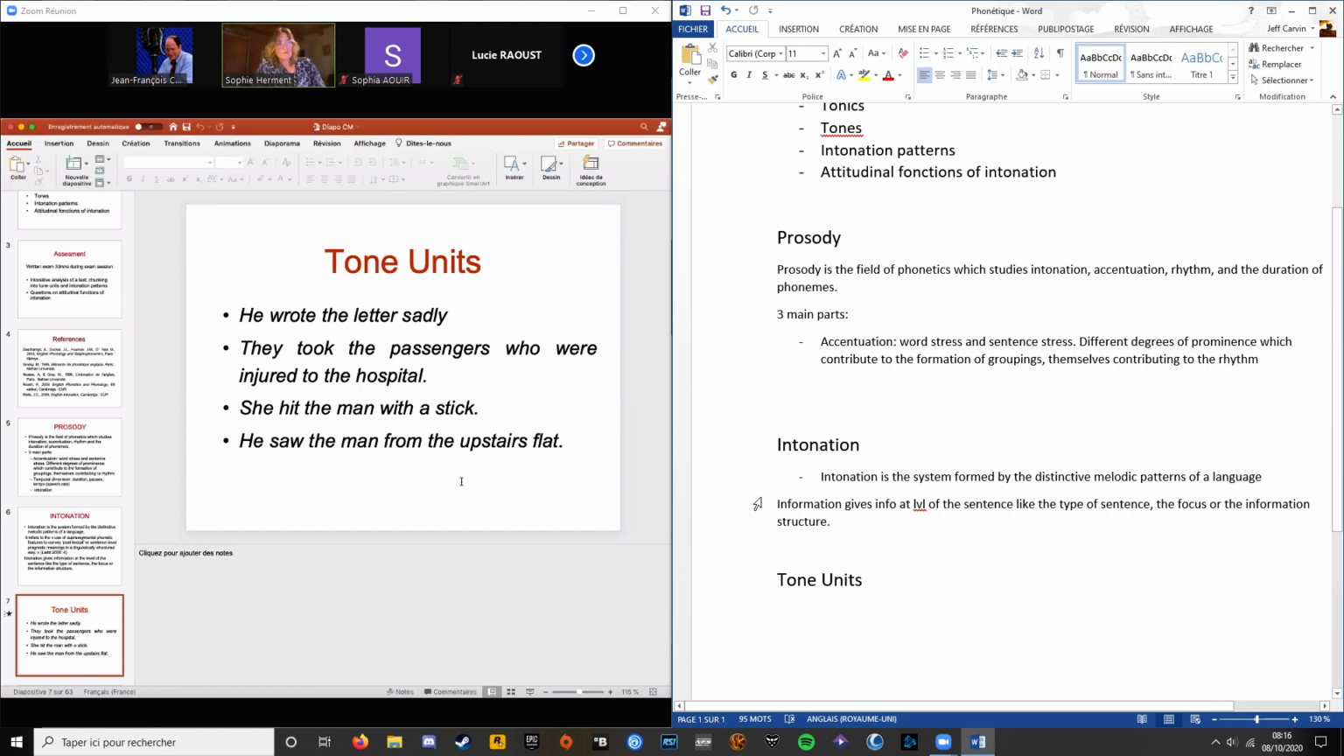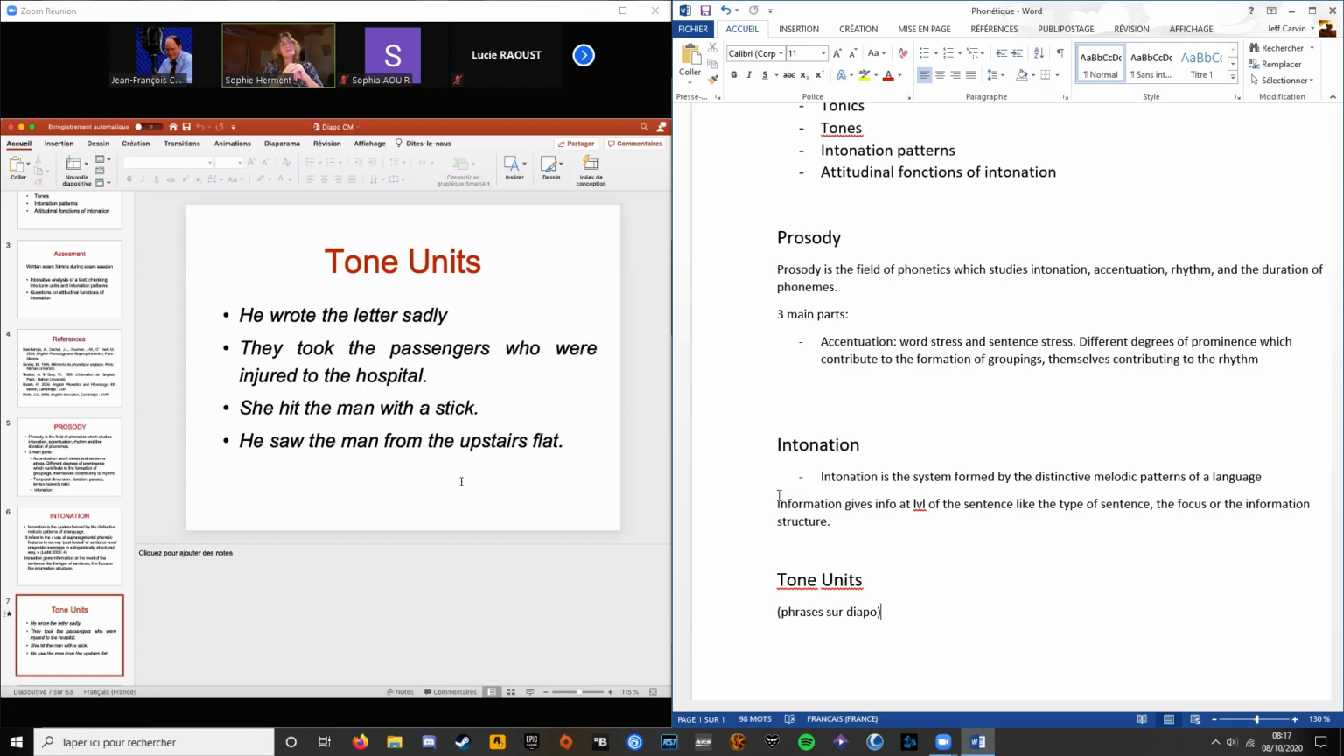So I take the first one. If you just say 1 tone unit, so you have no separation or division, then you say, he wrote the letter sadly. Then you can hear that, well, maybe not, but anyway, I do a falling global pattern. So at the end, I fall. I say, he wrote the letter sadly. And there's a fall on sad. He wrote the letter sadly. And this means he wrote the letter in a sad way. He was sad when he wrote the letter, so he wrote the letter in a sad way. I made no division at all.